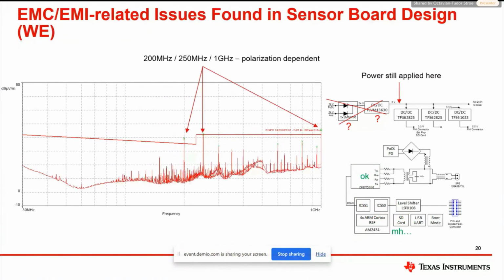Once we enable everything back, we can see we have 2-3 peaks at 200, 250, 1 gigahertz. But this depends on the polarization, because if you look closely at the spectrum, you can actually see there are basically two graphs overlaid, because we have both vertical and horizontal polarization of the antenna in the EMC chamber.